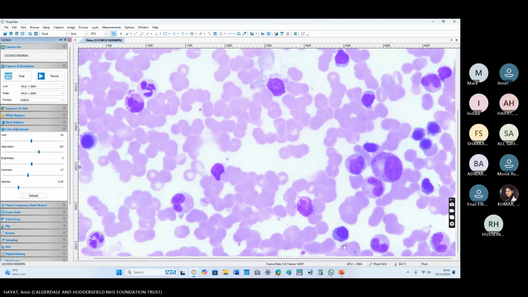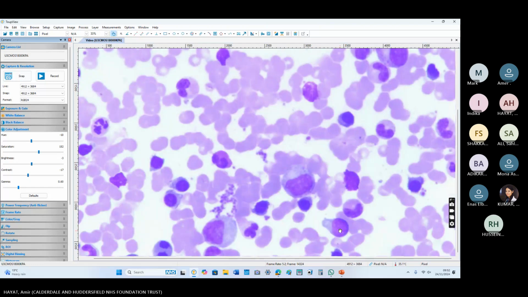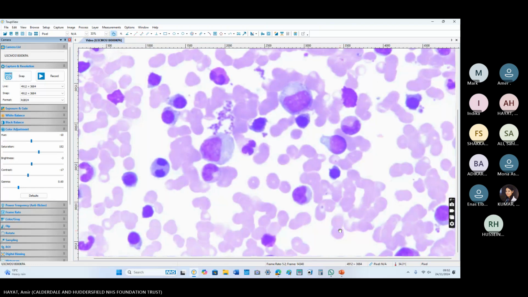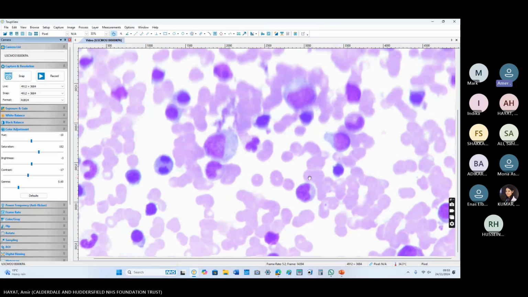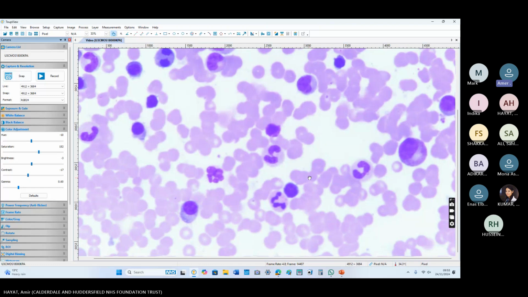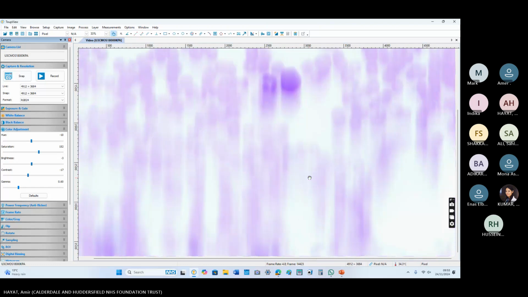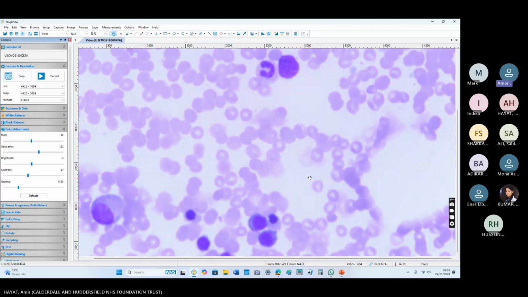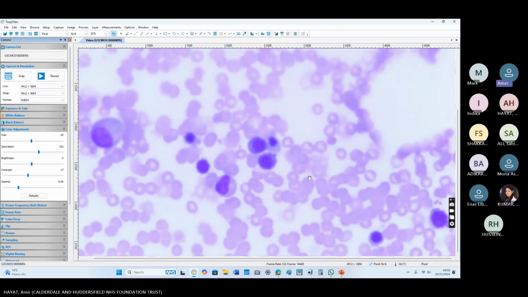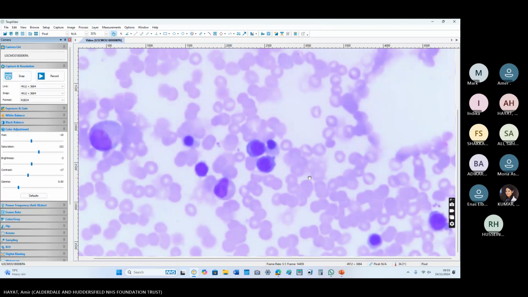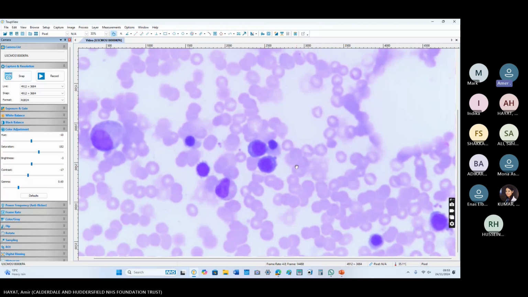This one, these ones. These are dysplastic plasma cells with two nuclei. These are all plasma cells. This patient had 40% of the plasma cells in the bone marrow, and the CRAB feature was positive.